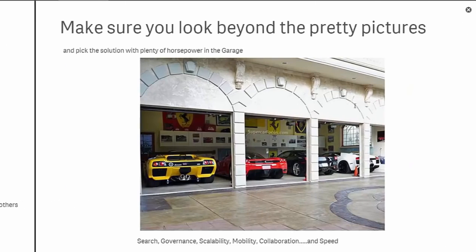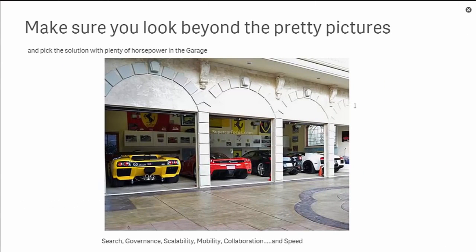But take it a step further. Make sure that you look beyond the pretty pictures. Pick that solution that has plenty of horsepower in the garage of that house that you're going to build. Search, governance, scalability, mobility, collaboration, and as important as anything else, speed.